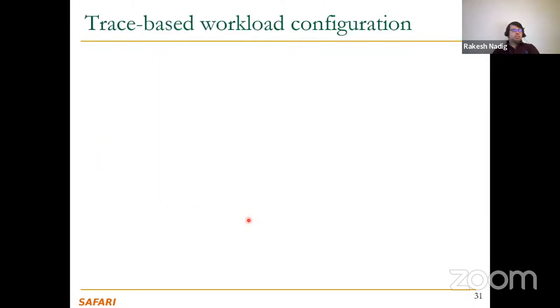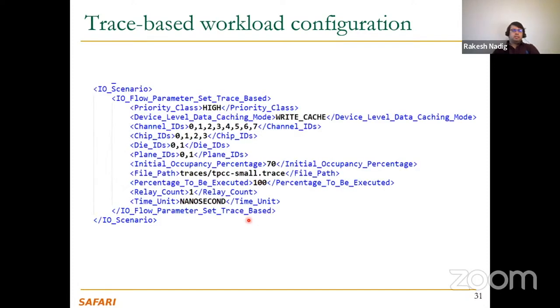Then we look at the workload configuration. As I mentioned, there are two types of workload that we can use with the simulator. One is a trace-based workload, where we can define an I/O scenario within this XML file, the workload.xml, which defines a trace-based workload configuration. This has many parameters which will define the workload that we use in the experiments. So let's say if we set the channel IDs to eight channels, then the requests in the trace will be sent to all the eight channels, and the number of chip IDs will define how many chips are being used by the workload.